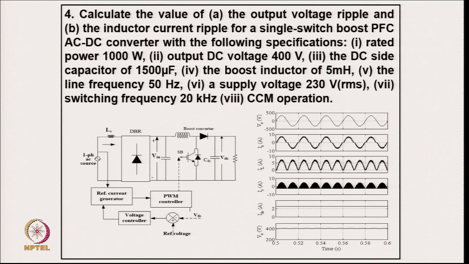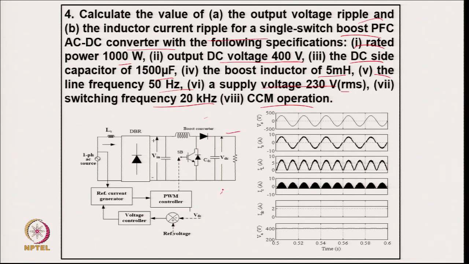So, coming to another numerical example 4: calculate the value of output voltage ripple and the inductor current ripple for a single switch boost PFC converter with the following specification: rated power of 1000 watt, output voltage of 400 volt, DC side capacitor 1500 microfarad, boost inductor 5 millihenry, line frequency 50 hertz, supply voltage 230 volt, and switching frequency 20 kilohertz, with CCM operation. So, we have to calculate the performance from this.